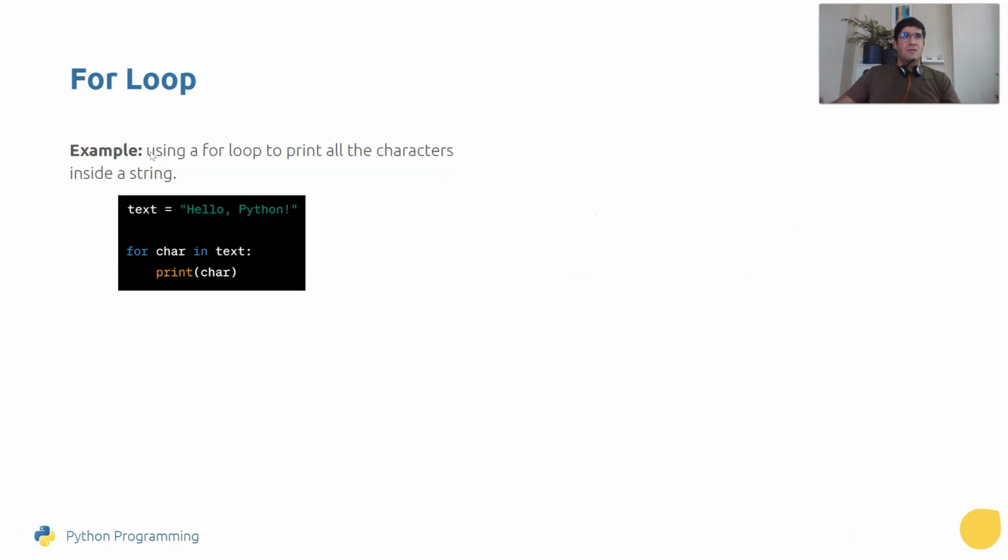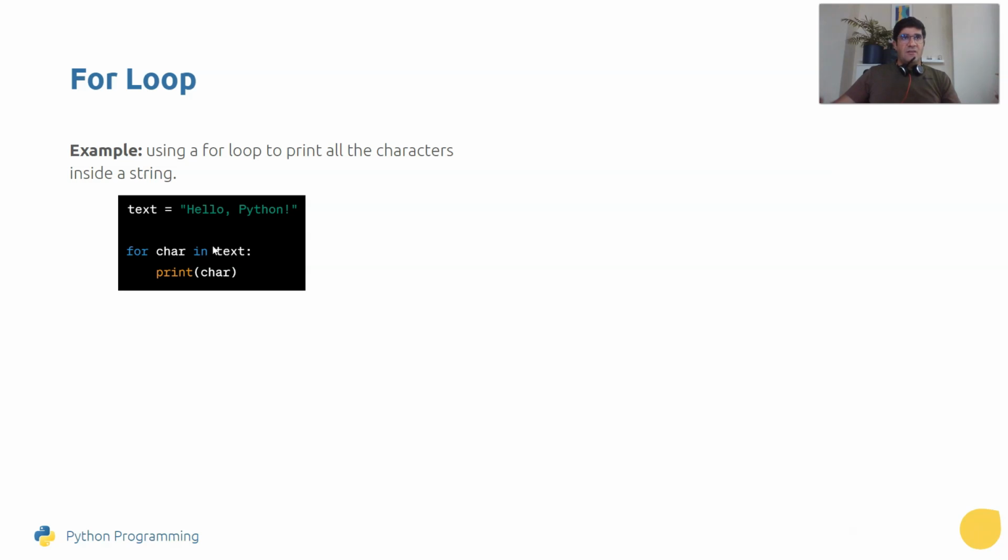Let's see some examples. This first example is using a for loop to print all the characters inside a string. If you want, for example, to print each character of the string on one line, we have Hello Python, and we assign this value to the variable text. Then we say for character in text, print character.